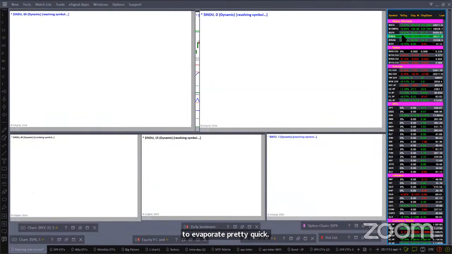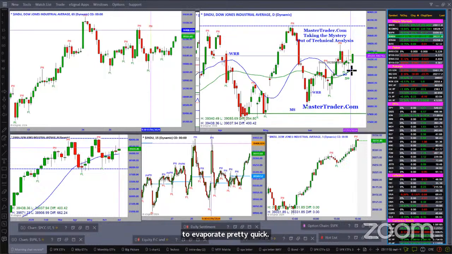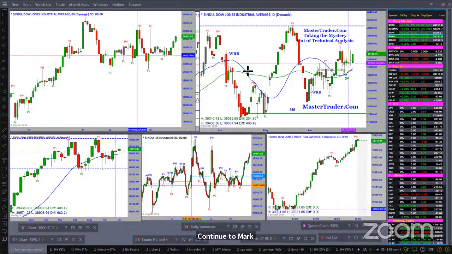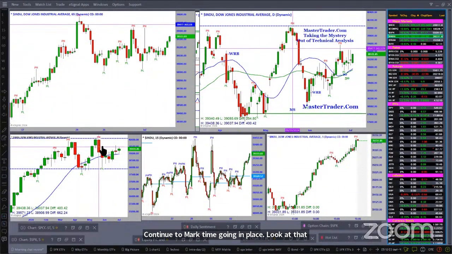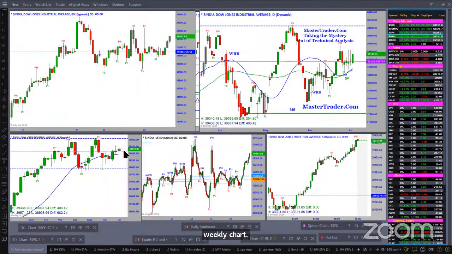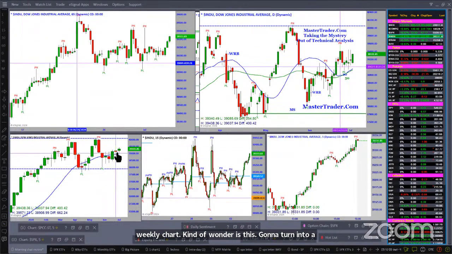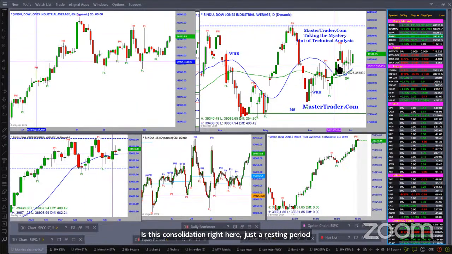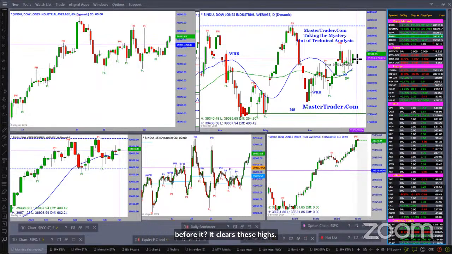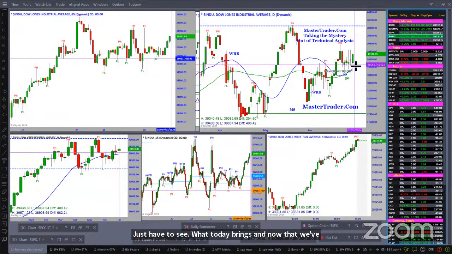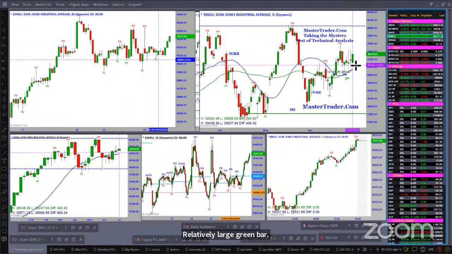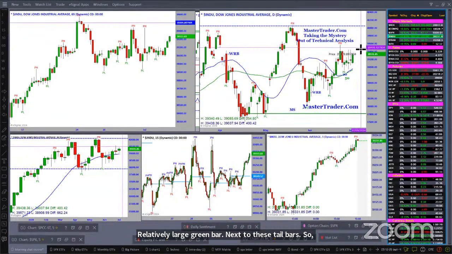Yeah. Industrials continue to mark time, going in place. Look at that weekly chart. You've got to wonder, is this going to turn into a head and shoulders top? Is this consolidation right here just a resting period before it clears these highs? We'll just have to see what today brings. And now that we've got this decisive bar, a relatively large green bar, next to these tail bars, suggesting it should go up. We'll see if it does.